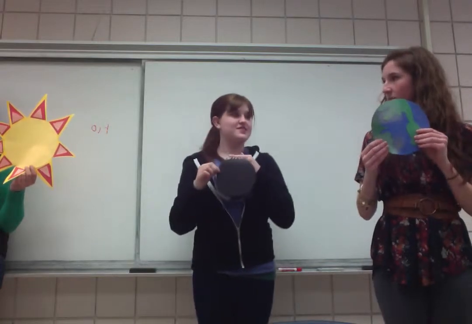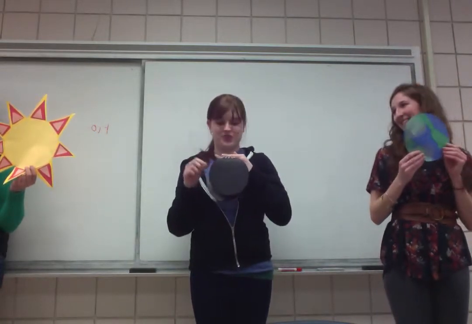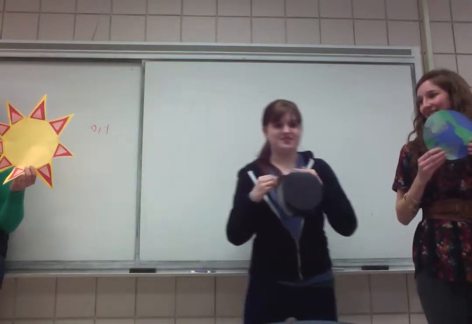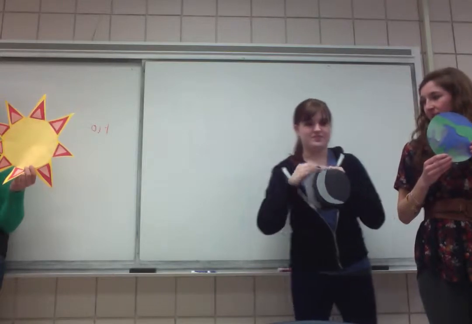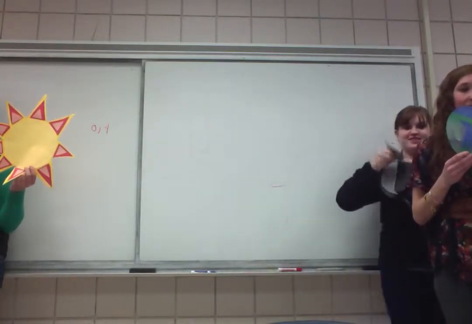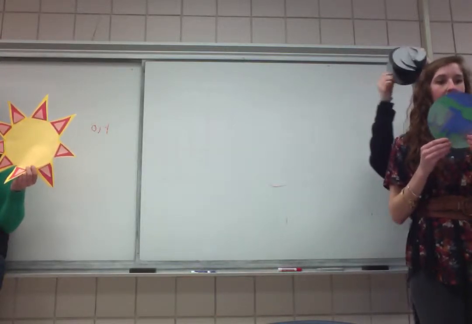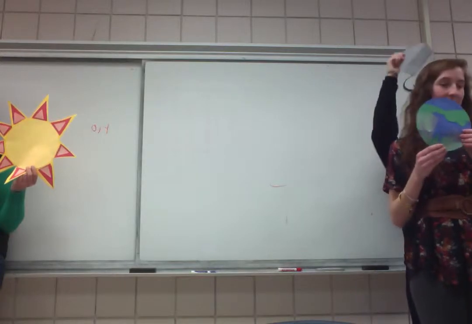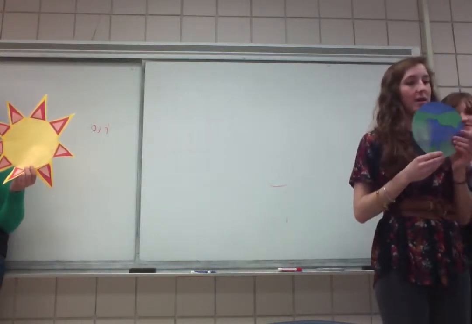When the moon is between the sun and the Earth, it's a new moon. The next one is the waxing crescent. And then the first quarter. And then the waxing gibbous. And then when it's completely behind, it's a full moon. And then there's the waning gibbous.